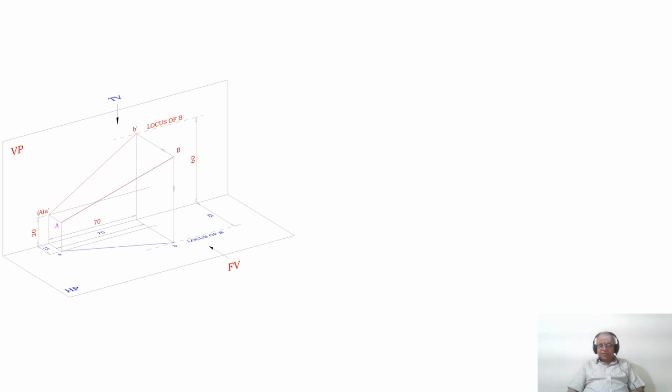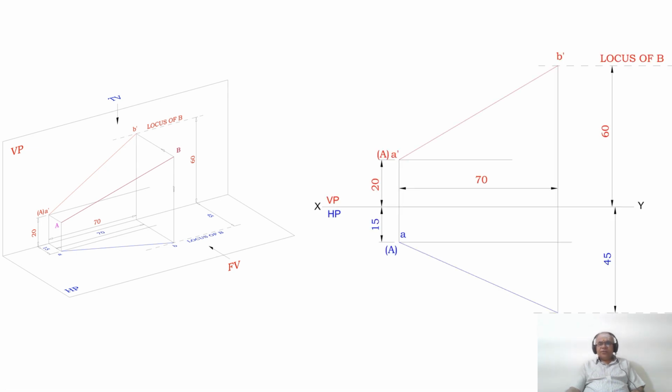Now, how can this be represented in two dimensions? How can I do it? I will draw an XY line, and we will mark VP and HP. Then from the XY line, you measure the distance above HP, which is 20 mm. So that is the distance I am talking about from three-dimensional space, and I will draw a horizontal projector. And similarly, when you look from the top view, you can see the distance in front of VP, which is 15 mm. From the XY line, you measure 15 mm and draw a horizontal projector.